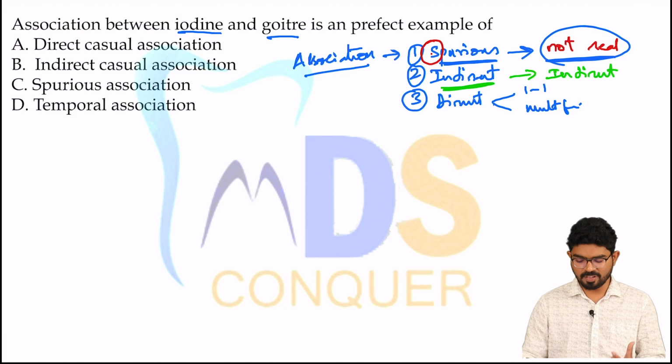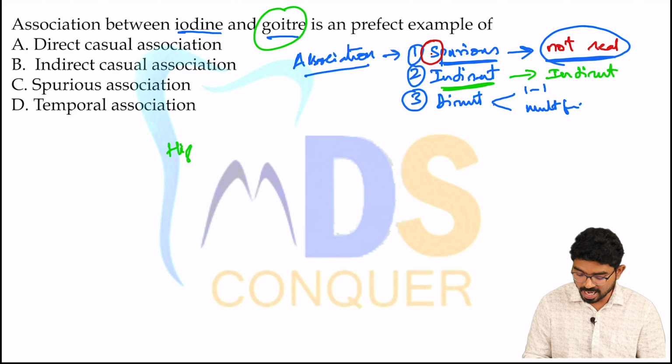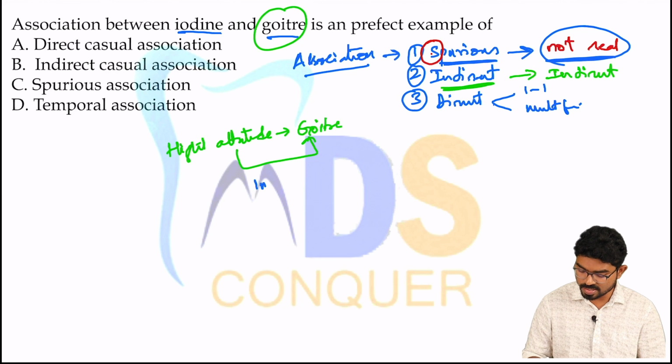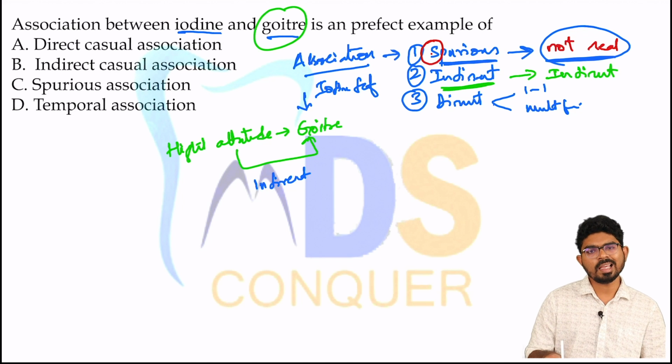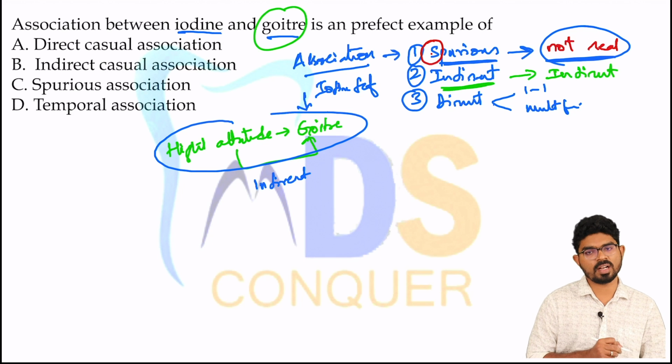I'm going to give an example. If you talk about people living at high altitude, the high altitude people will get goiter, but it's not a direct association. It is an indirect association. What is directly associated with the occurrence of goiter? That is iodine deficiency. Iodine deficiency is a direct cause, but indirectly your high altitude may cause goiter. This is an example of indirect association.